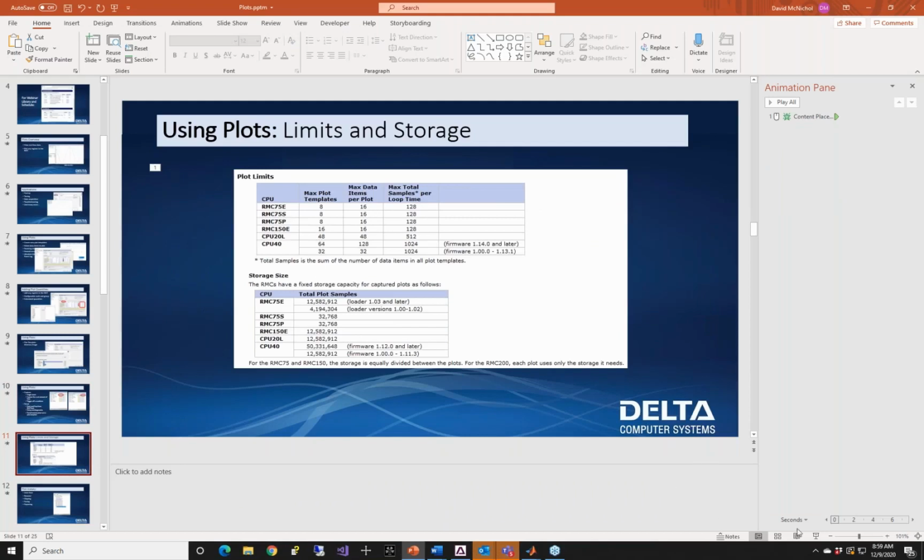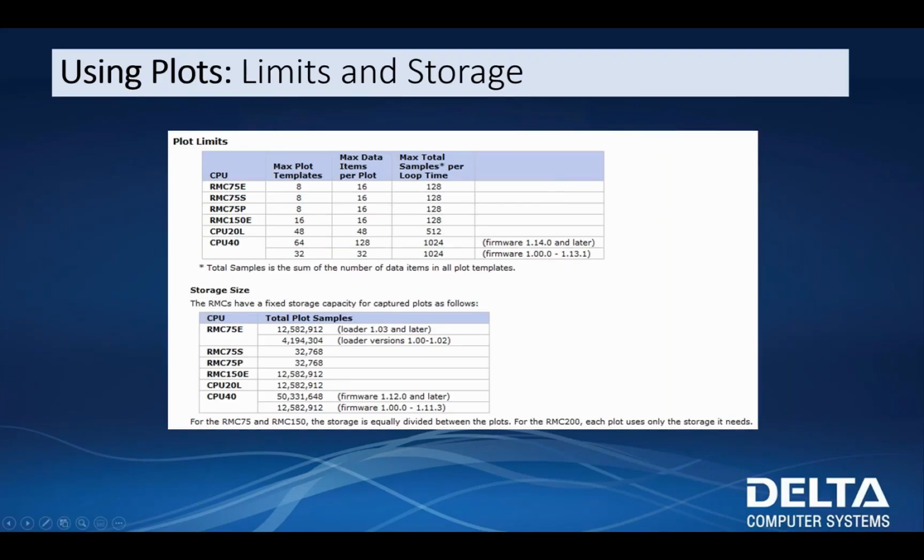Okay, so every RMC has limits to how much storage there is, how many data items, and how many plots you can achieve for each. You can see with the 75E, generally it's used for 1 to 2 axes. Max plot templates is 8, and you can have 16 data items on each plot. We try to give enough space that you shouldn't run out of plot templates or data items.